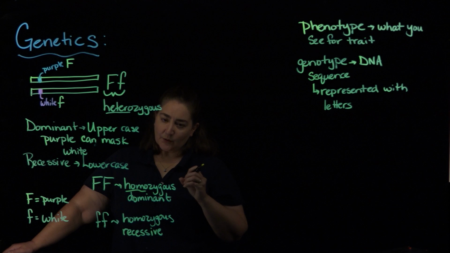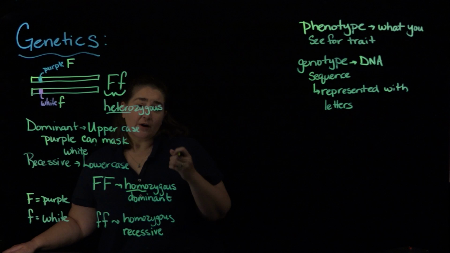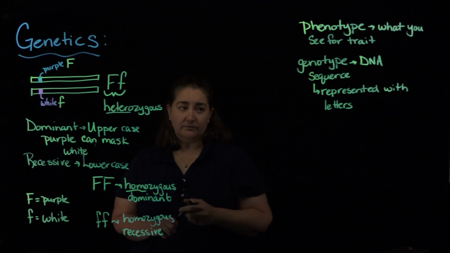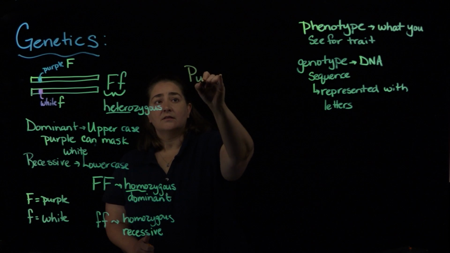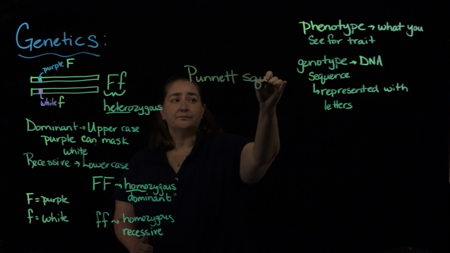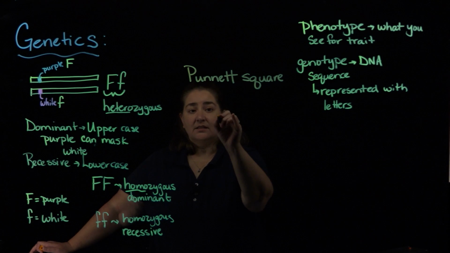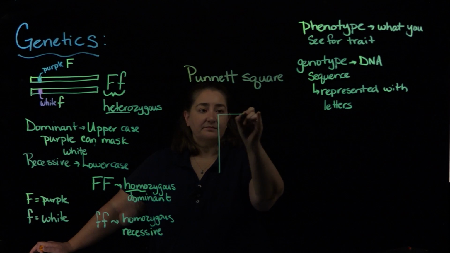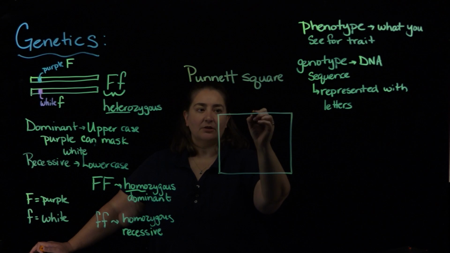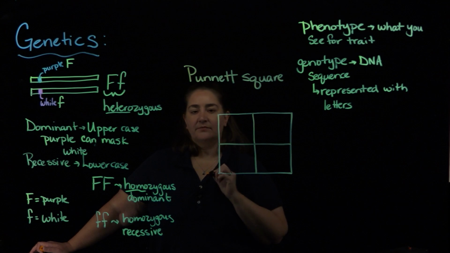So this is going to be important because we're going to start following some of these traits, and the way we're going to follow these traits is using what's known as a Punnett Square. This is just a way for us to keep track of the alleles and to predict what the offspring will be.